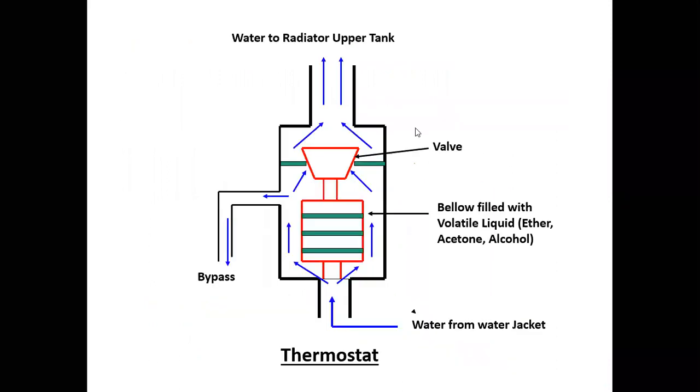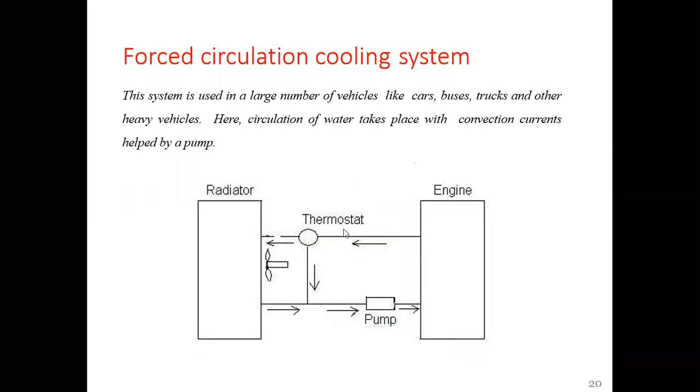So here you can see the thermostat. This is the construction of a thermostat. In the thermostat, we see a bellows. This is the construction of the bellows. There is one valve. Now, as you all know, the hot water flows towards the thermostat.